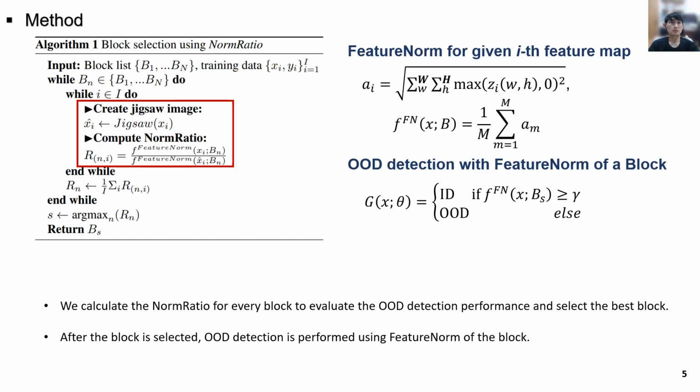To delve into the details, we provide the pseudocode for the block selection process. In this procedure, we generate jigsaw puzzles from the training images and calculate the norm ratio for each block. Once the norm ratio calculation for all blocks is completed, we choose the block with the highest norm ratio. The feature norm refers to the average channel-wise L2 norm of the activation map. After selecting the block, we proceed with OOD detection using the feature norm of the chosen block.